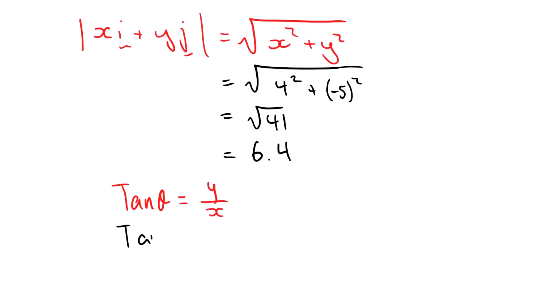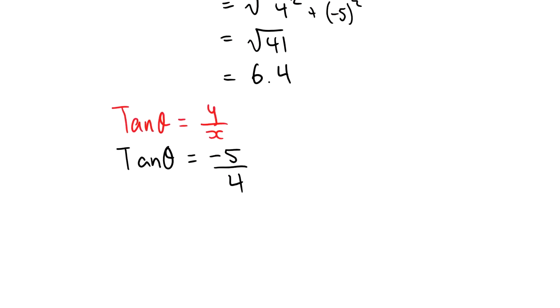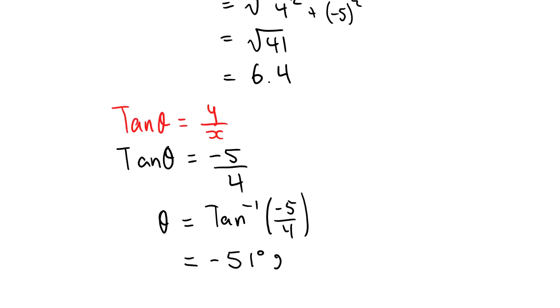When finding your direction, remember tan theta equals y over x. So we have tan theta equals negative 5 over 4. Inverse tan negative 5 over 4 equals negative 51 degrees and 20 minutes.